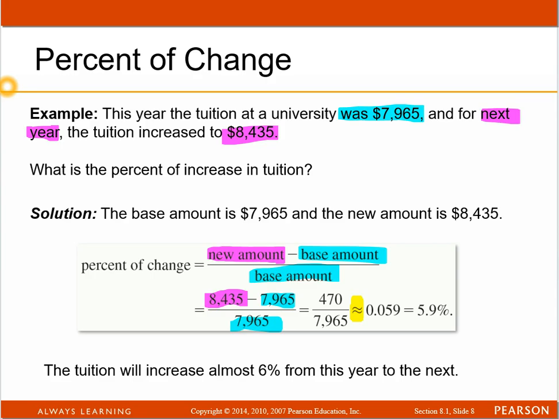Anyway, it means approximate. And they got 0.059, but don't forget, you have to then multiply that times 100 to get it into percent form. So that becomes 5.9%. So the tuition will increase almost 6% from this year to the next at this, whatever this university it is. Okay, next.